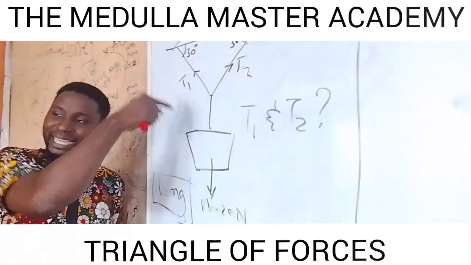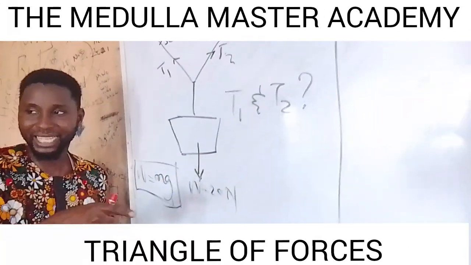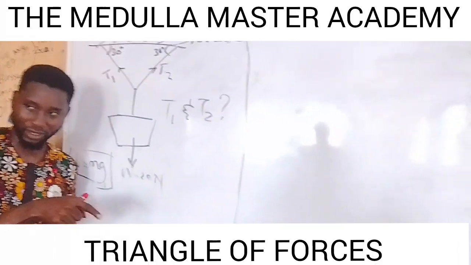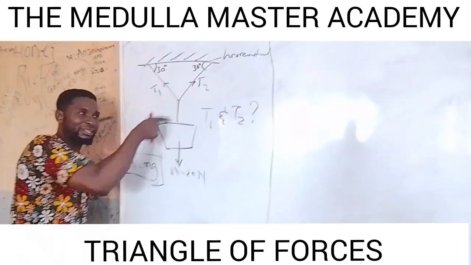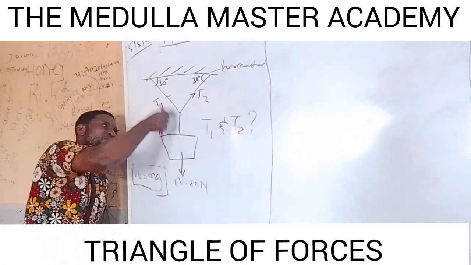This guy, we can bring a triangle out of this guy. That's called triangulation of forces. And some person will be thinking, how are we to form a triangle? How do we form a triangle from this thing?